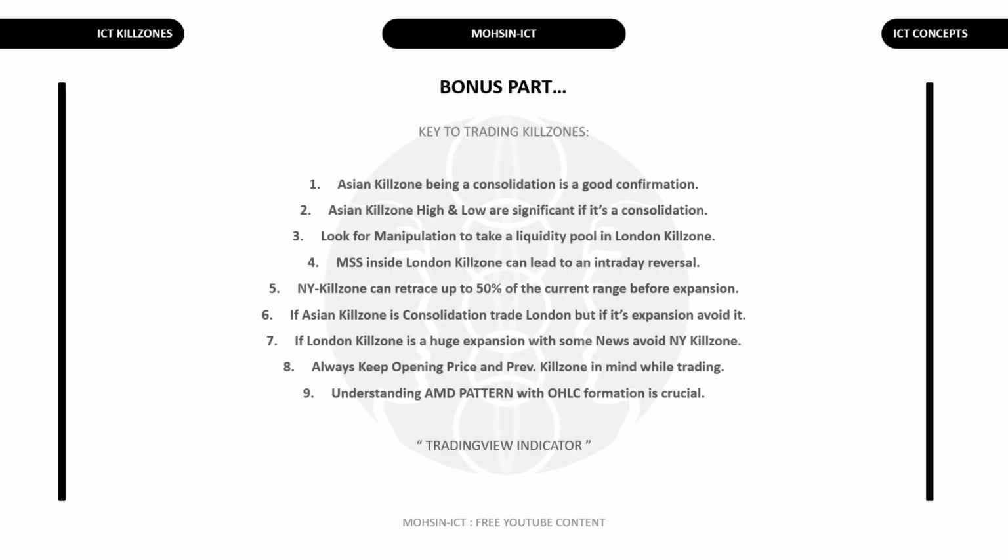So in the end, I want to give you the TradingView indicator that I used in the previous slides. It's called Killzones by Joshu. I use it when I'm doing some backtesting. Otherwise, I just know when these Killzones start or end. For the beginners, this is very useful.